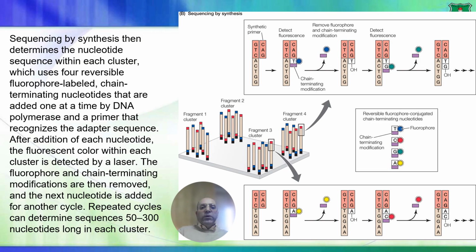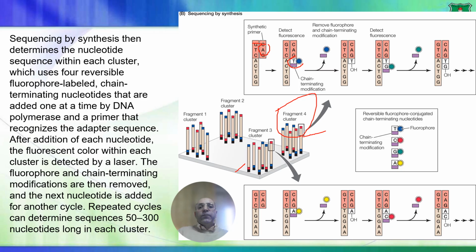Let's say that we're looking at these two clusters right here, this one and this one. For this cluster, we have the DNA fragment with the adapter, and on the solid surface we have the DNA that is complementary to the adapter. So the DNA binds to the DNA fragment on the solid surface, and we add the DNA polymerase and the special nucleotides. So it sees an A, it adds a T.